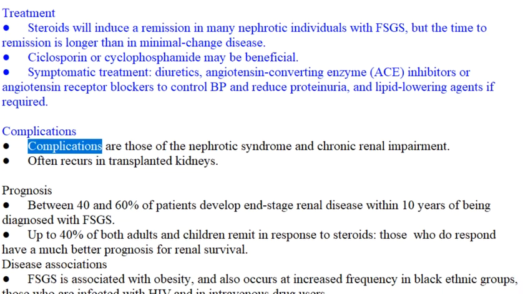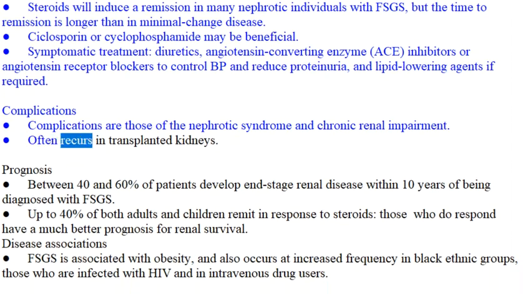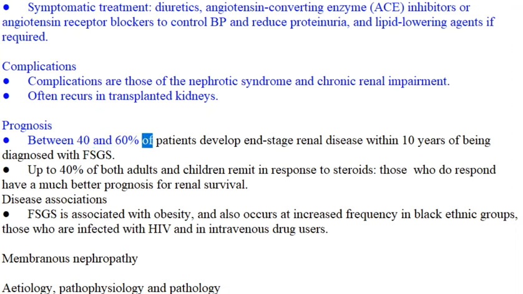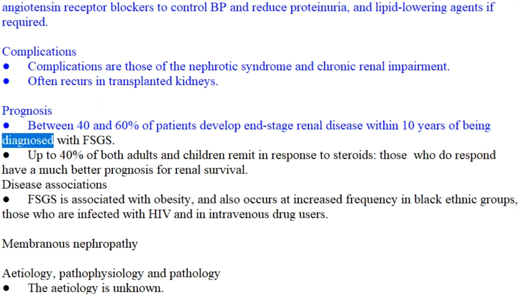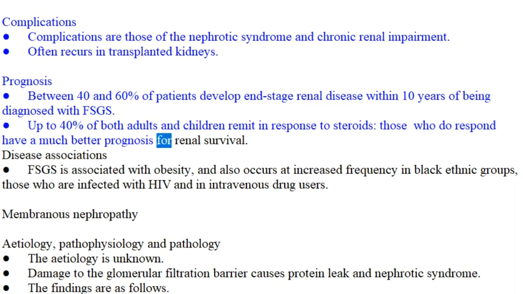Complications. Complications are those of the nephrotic syndrome and chronic renal impairment. Often recurs in transplanted kidneys. Prognosis. Between 40 and 60% of patients develop end-stage renal disease within 10 years of being diagnosed with FSGS. Up to 40% of both adults and children remit in response to steroids. Those who do respond have a much better prognosis for renal survival.